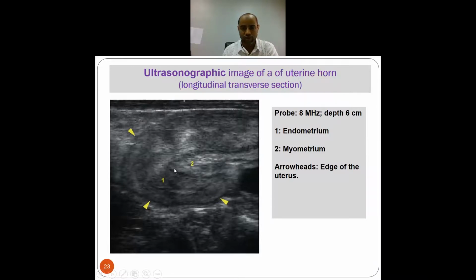Number one and number two refer to the various layers of the muscle layer, where number one is the endometrium, and number two refers to the myometrium layer, all right? But here in the middle, you don't see any dark space because there's no content, so no fluid content. So we know that this is a non-pregnant situation of the uterus. All right.